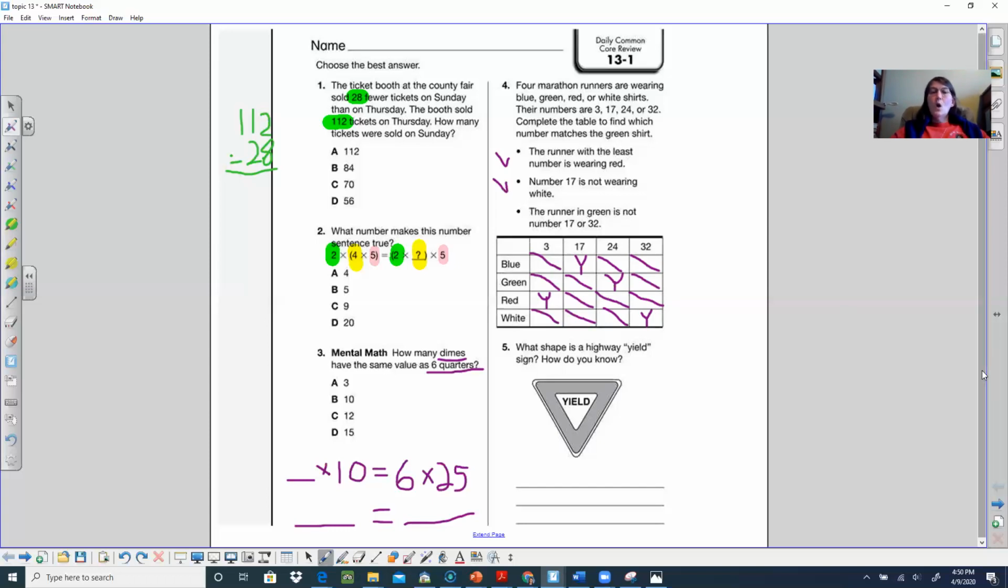Now, number 5, what shape is a highway yield sign? Well, I think most of you are like, well, that's a triangle. Well, you need to be more specific than just triangle. I need to know what is the special name for a triangle that has 3 equal sides. And I'll give you a hint. It starts with an E. Now, it's going to have 2 names. You're going to have that E word, and then you're going to have triangle. And then the how do you know? That's where you need to type and explain that your triangle had 3 equal sides.